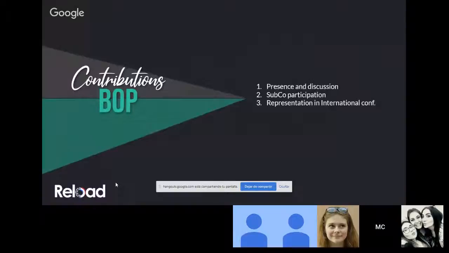Now, in terms of the contributions of the BoP, or your contribution to the BoP, it's divided in 3. The first one is presence and discussion. The second one is the subcommittee's participation. That is an initiative that we tried to do this year, but it didn't work out that much. But Francisco has it really clear. He already has everything defined, so I'm sure that you guys are going to have this strategy in your daily life. And the last one is representation in international conferences.